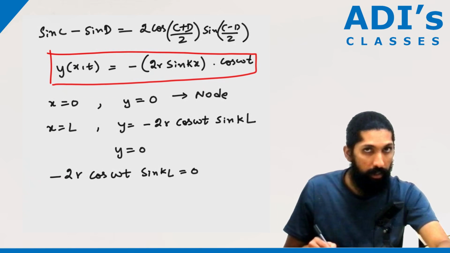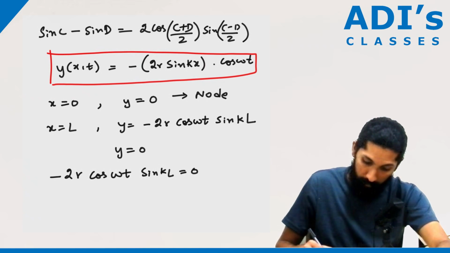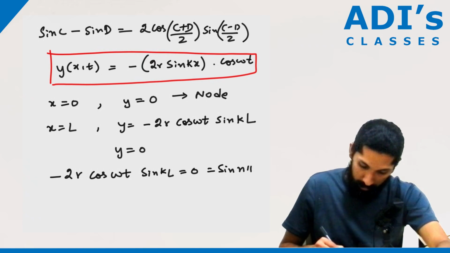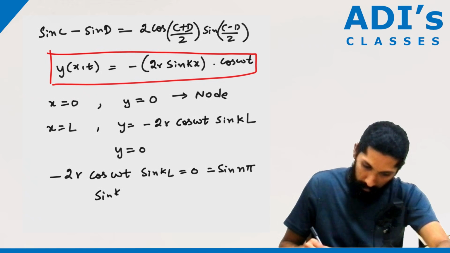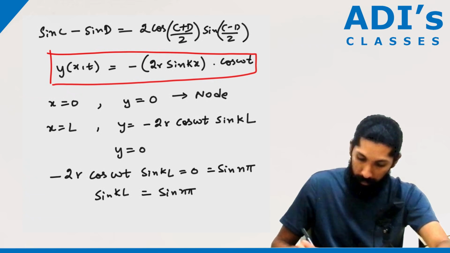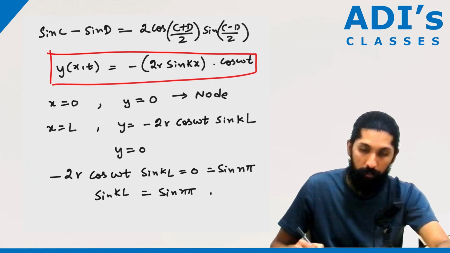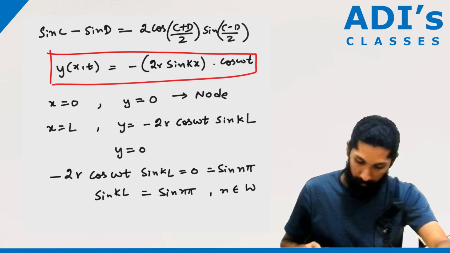Now, sin kl has to be 0. Or in other words, we can say that instead of 0, we can write this as sin n pi. That means sin kl is equal to sin n pi, where n basically belongs to the set of whole numbers. Alright, 0, 1, 2, 3, 4, whatever.